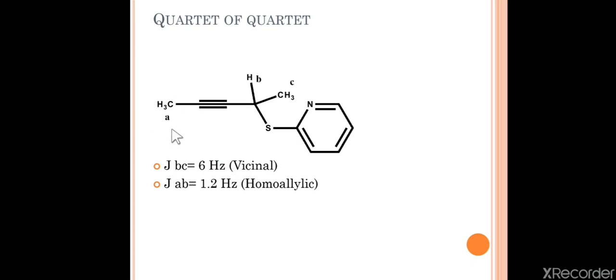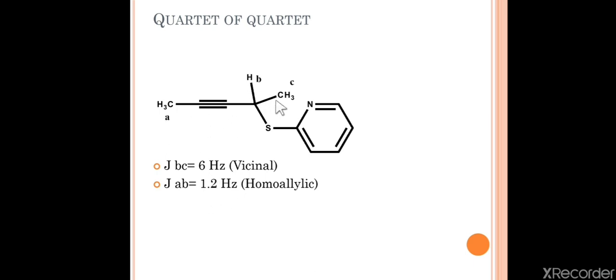Okay, in the first example there was H over here. In this example it is CH3 over here. That means for the HB there are two CH3, one with the vicinal coupling and another one with the homoallylic coupling. This is a homoallylic coupling with this CH3. So as we know, vicinal coupling is the largest coupling in this example and homoallylic coupling is the smallest one.